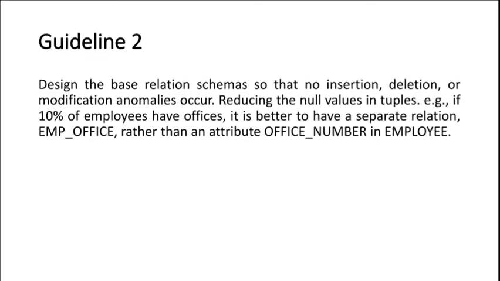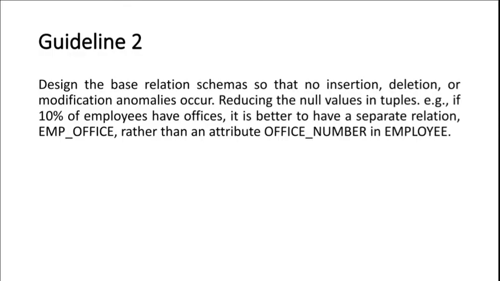Next is guideline 2. So what does it tell? Design the base relation schemas so that no insertion, deletion or modification anomalies occur. It's very simple. I already discussed these 3 anomalies; according to guideline 2, these 3 anomalies should be avoided. And along with those anomalies, guideline 2 tells that you should reduce the null values. Null values should be avoided. If your database needs to be designed properly, you have to reduce the null values.